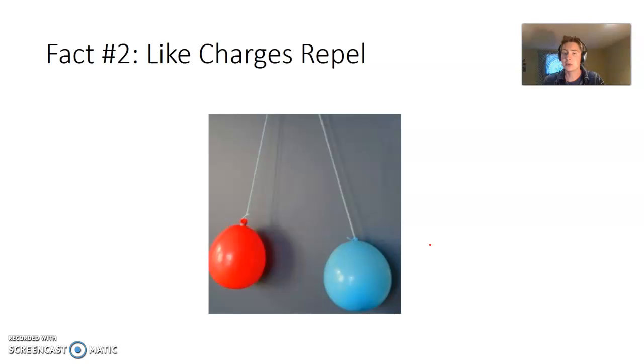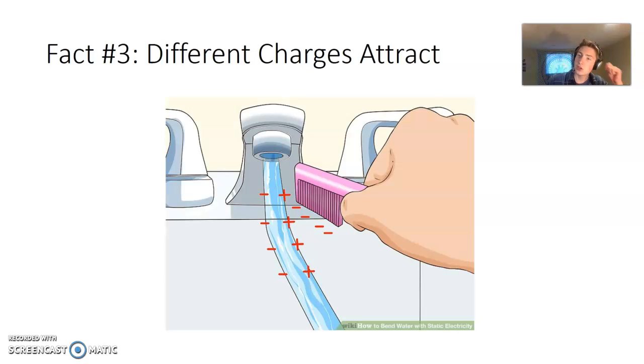And if similar charges repel, that would lead you to guess that different charges attract. You can try this at home if you brush your hair. You put electrons on the comb, which have a negative charge, and that'll pull the water toward that comb, right? Even though the water doesn't have a positive charge, it has an equal number of negatives as positives, it will pull this water toward the comb because the comb has a negative charge.